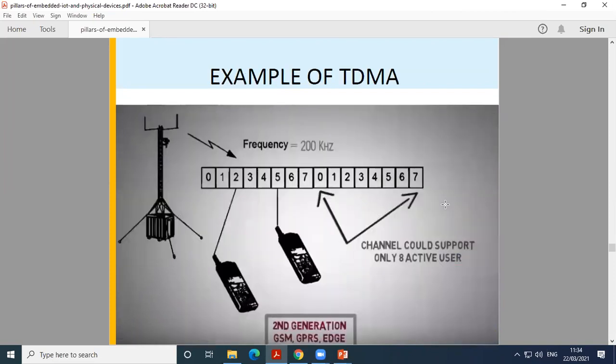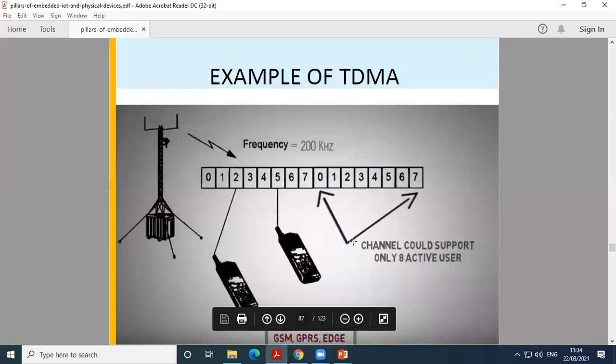See the example of time slot TDMA. We have a frequency of 200 kilohertz here, with different channels that could support only 8 active users, from 0 to 7. So we have to transmit the data between these 8 users with that frequency. That means we are going to divide that frequency among these 8 users.